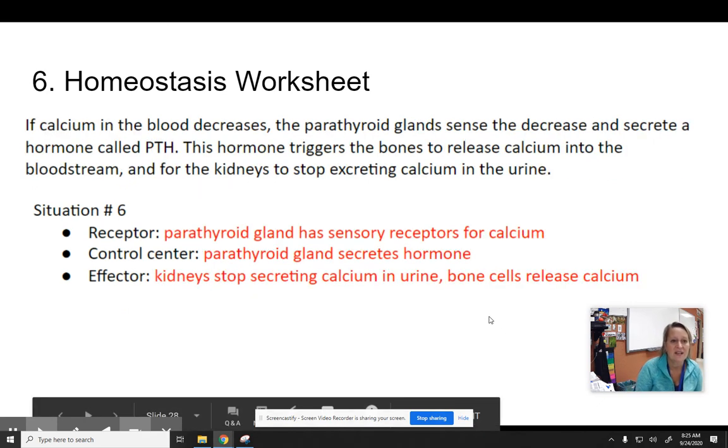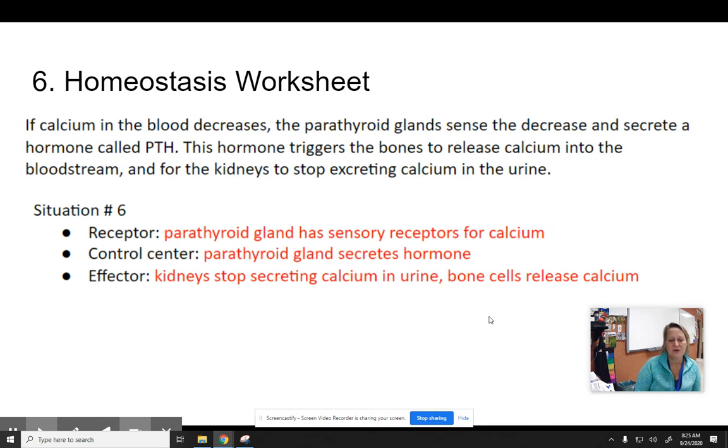Number 6, if calcium in the bone decreases, the parathyroid gland senses the decrease and secretes a hormone called PTH. This hormone triggers the bone to release calcium into the bloodstream and for the kidneys to stop excreting calcium in the urine. So if it's stopping the excretion, then it's going to increase the amount of calcium in the blood. So it's correcting the problem, not adding to the problem. So that is negative feedback.